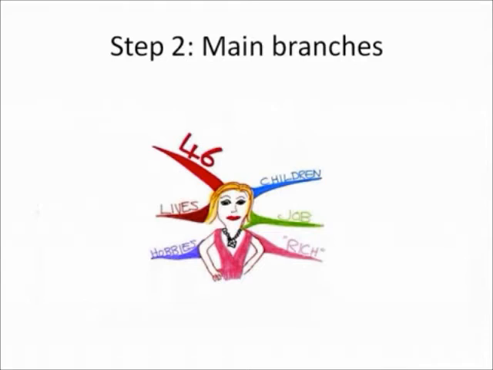The next step is to add main branches which organize your ideas about your subject. So I'm doing a mind map about Chrissy and Chrissy's life. So the key branches I've used about her life are her children, her job, her husband Rich, her hobbies, where she lives, and then finally the last branch in the top left corner is her age.